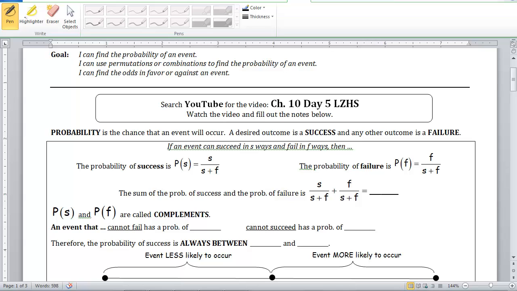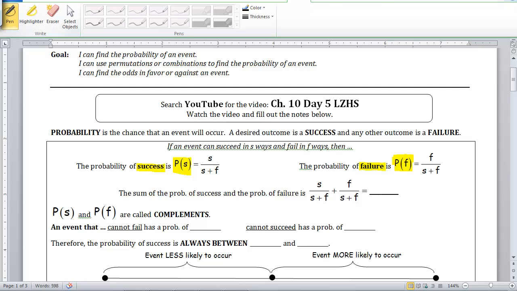Probability is the chance that an event will occur. A desired outcome is a success, and any other outcome is a failure. The way we write this is that the probability of success is P of S, where S represents success and F would represent failure. The probability of failure would be P of F. Again, S being success and F being failure.